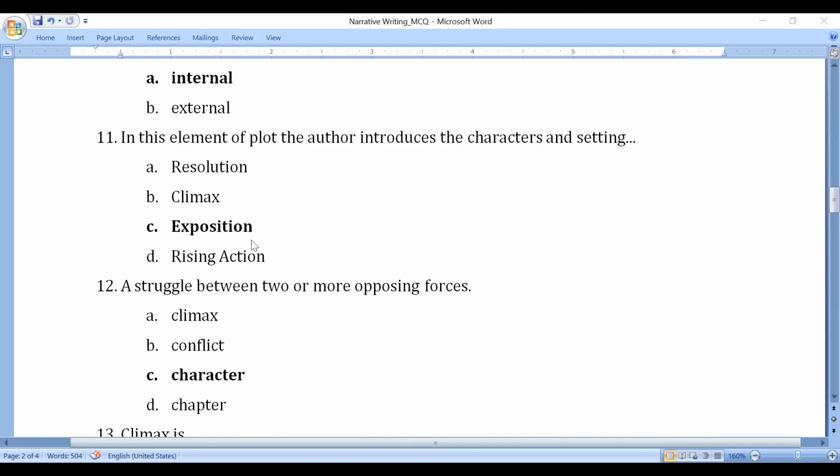In this element of plot, the author introduces the characters and setting. In which part of the story does the author introduce the characters? Resolution is almost the end. Climax is before the end. Exposition is the next step or the second step of the story, and rising action is the more advancement of the story. So after the introduction, in the exposition, the author introduces characters.